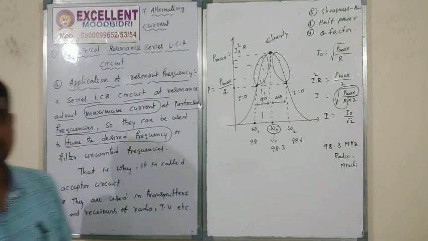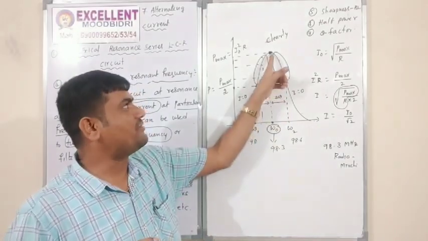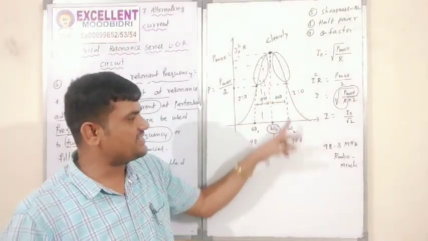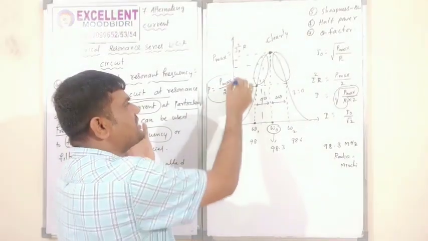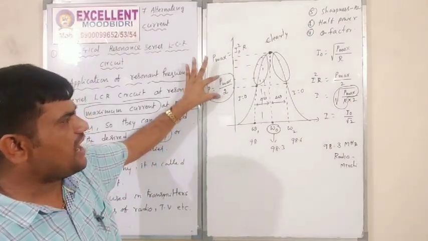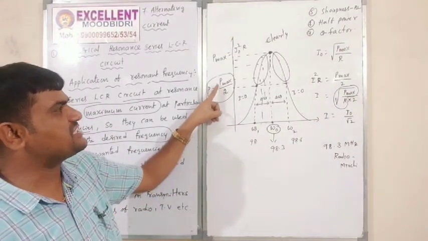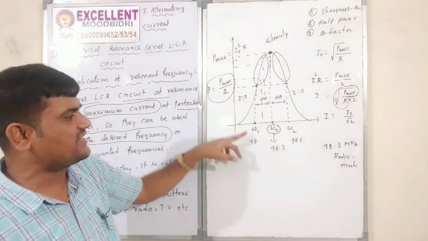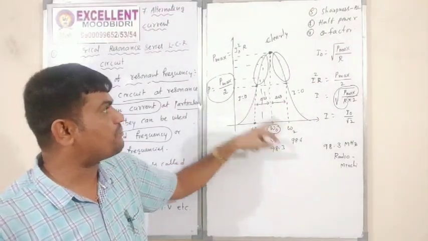The resonant frequency. At this frequency, we won't get any disturbance. Power is maximum. From here to here, this is 98.6. At this frequency, the power becomes half of the maximum power. Remember that point, the experiment they gave. Half of the maximum power at this point. What is that? Omega 1 as well as omega 2.